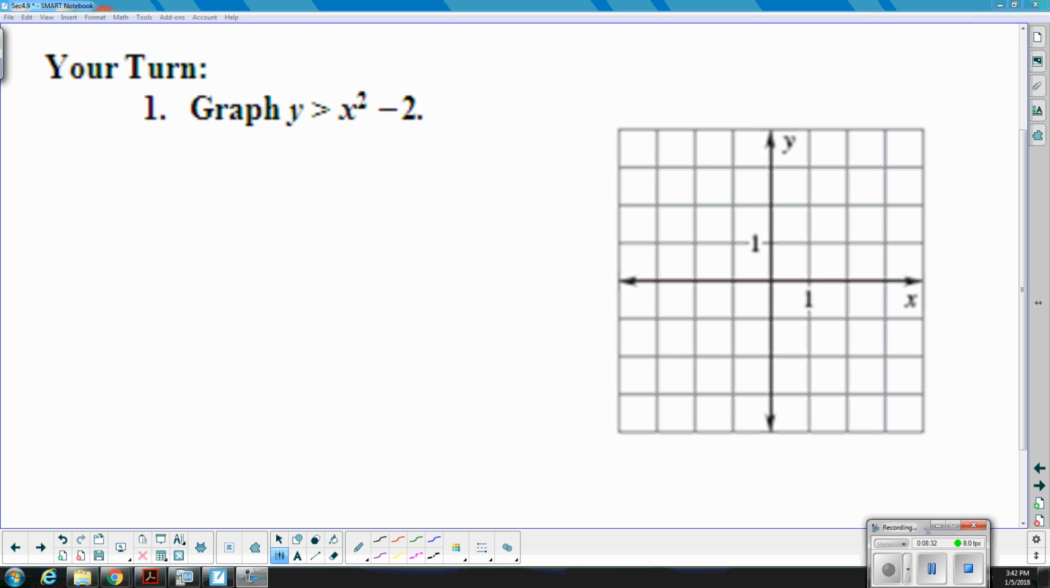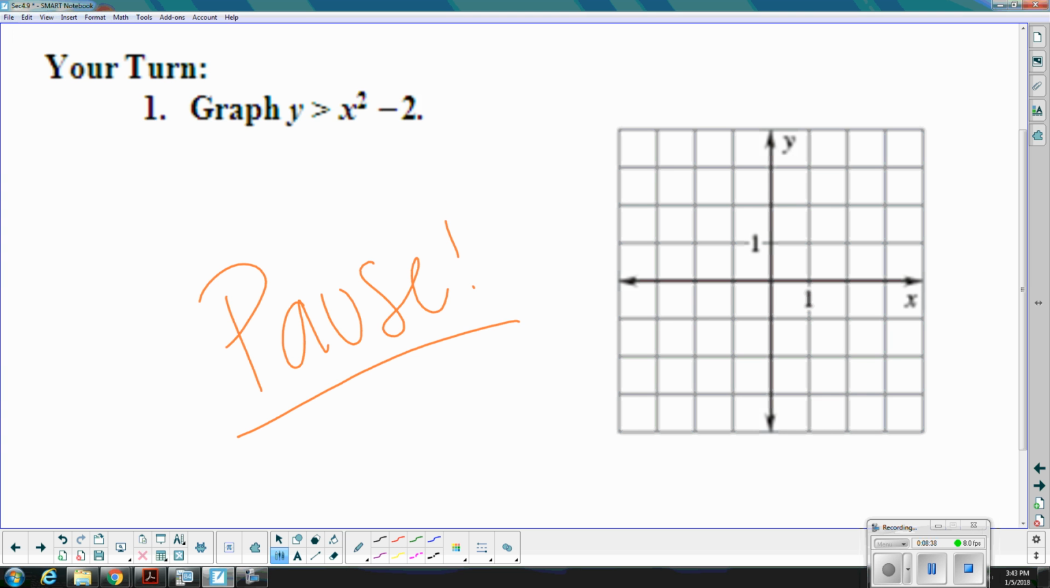So please pause the video while you work, and you can unpause for the solution.